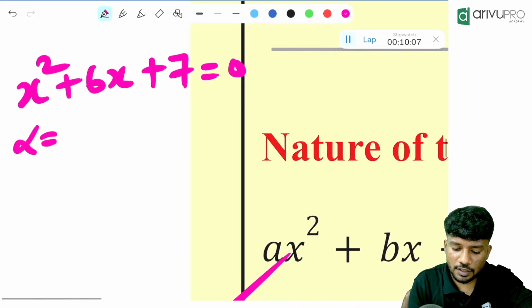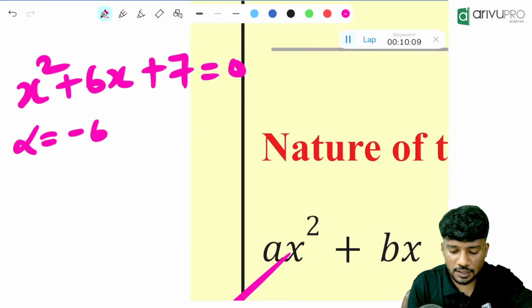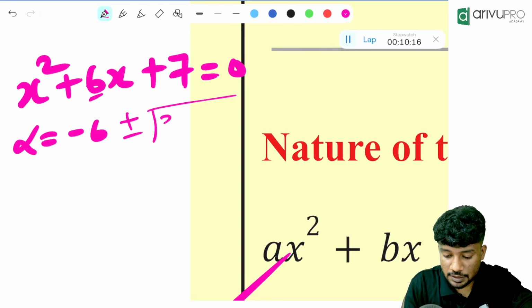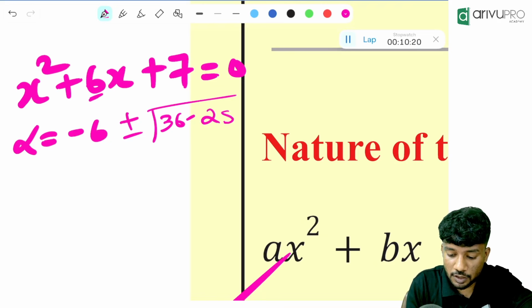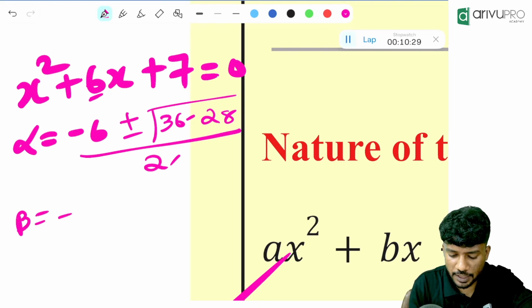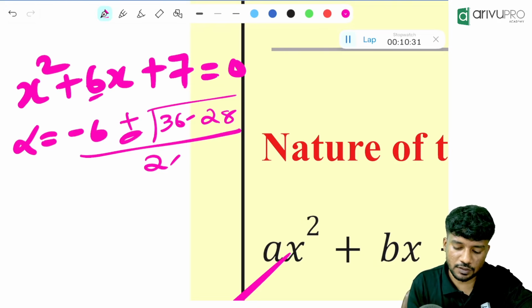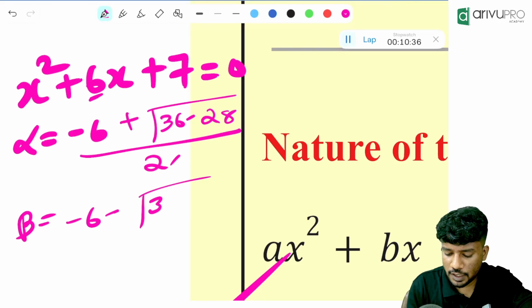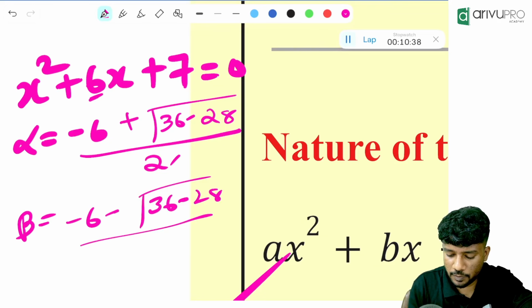Alpha will be what? Minus b, that is minus 6, plus or minus root of b square. b square is how much? The b square is 36 minus 4 into a into c. 4 into 1 into 7 is 28, divided by what? Divided by 2 into 1, that is 2. Then beta is how much? Can anyone tell me beta? Minus 6. Okay, we wrote plus over here, right? Then beta is equal to minus 6 minus root of 36 minus 28 divided by 2.